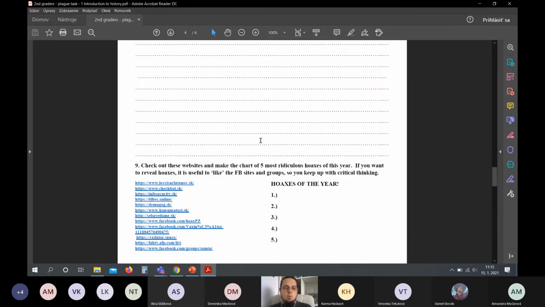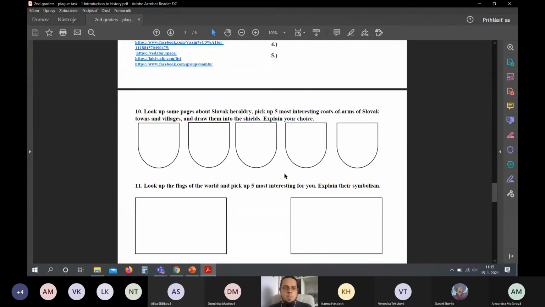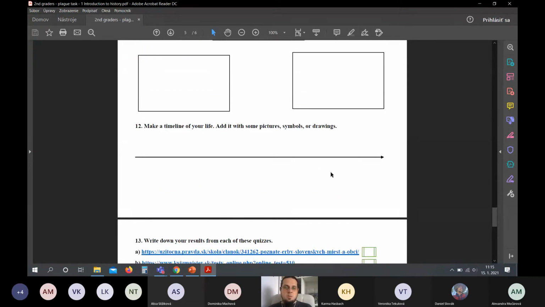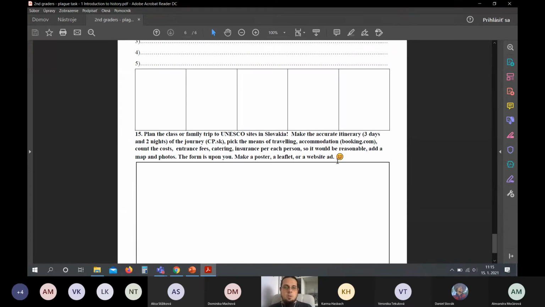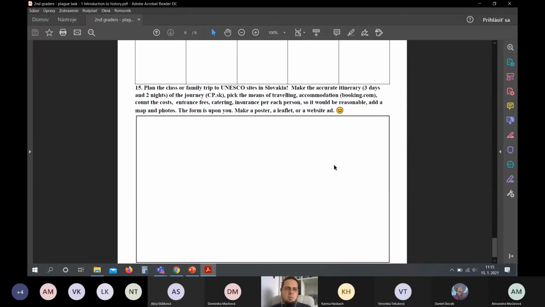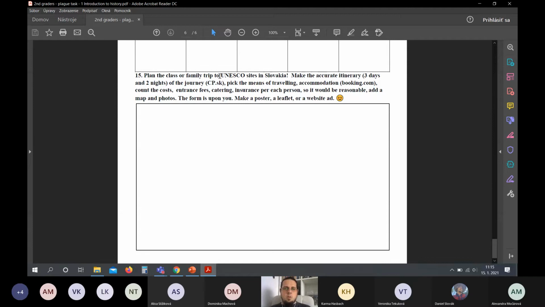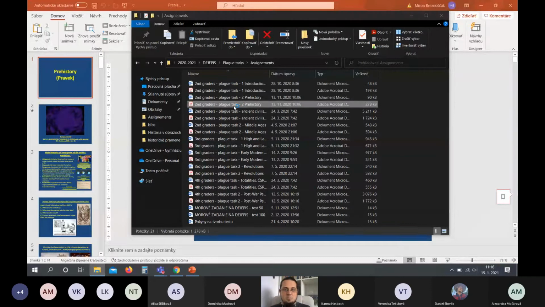Watch only one movie. They were picking up the hoax, the best hoax of the year. That was really cool. Okay, so some interesting coats of arms and flags, really easy, some timeline, and some quizzes, and a UNESCO site, also picking the best one. So pretty easy. They were not complaining so much. The most they complained about was the proposal of a UNESCO trip.